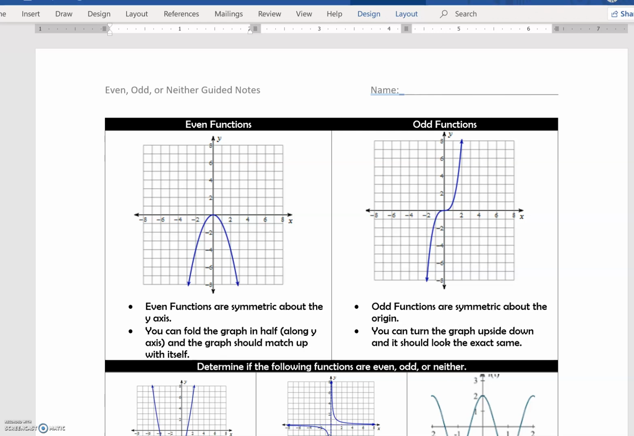Hello, Algebros. Today we are going to be talking about if a function is even, odd, or neither. So let's talk about what those words mean.